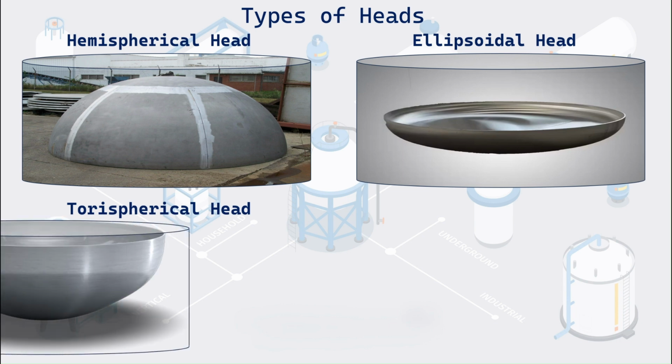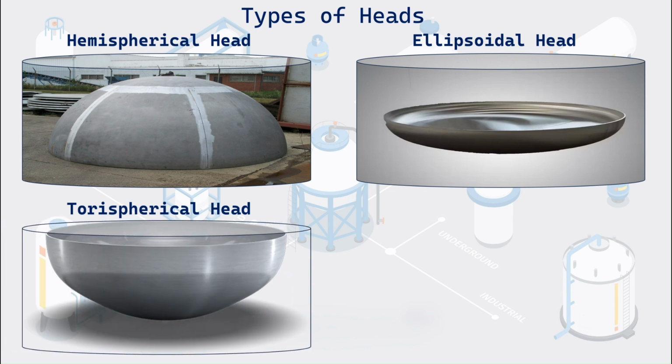Torispherical head. Torispherical heads are a cost-effective and practical solution for pressure vessels operating at low to moderate pressures. Their design, featuring a dished crown and a toroidal knuckle, balances strength, manufacturability, and material efficiency well. They are especially valued in industries that require adaptable, durable, and economical vessel heads for various process conditions.